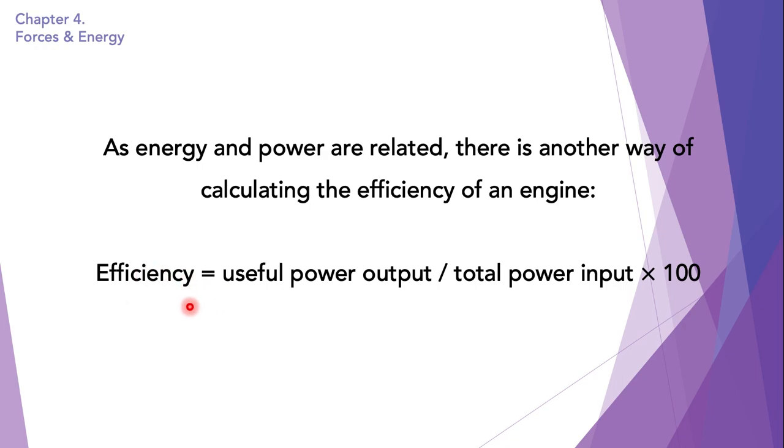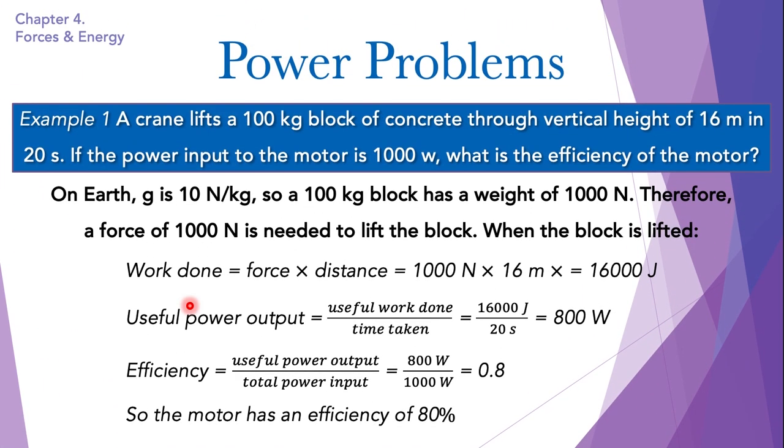Okay, so now that we've understood power and efficiency, we can move ahead onto doing some questions related to power. Some power problems. Example 1. A crane lifts a 100 kg block of concrete through a vertical height of 16 meters in 20 seconds. If the power input to the motor is 1000 watts, what is the efficiency of the motor?